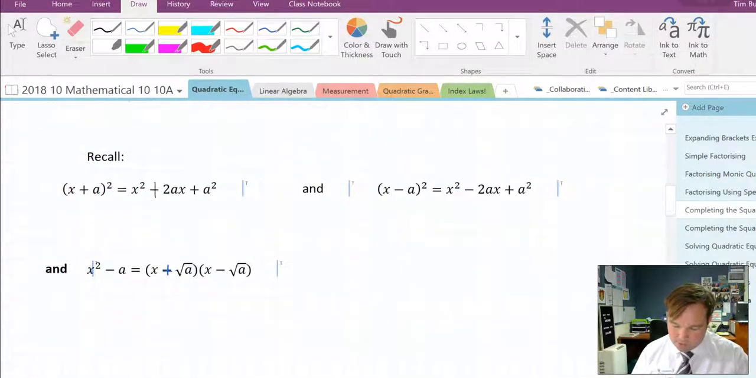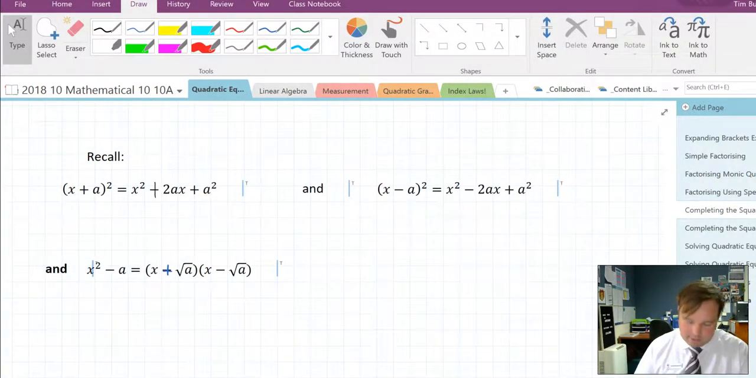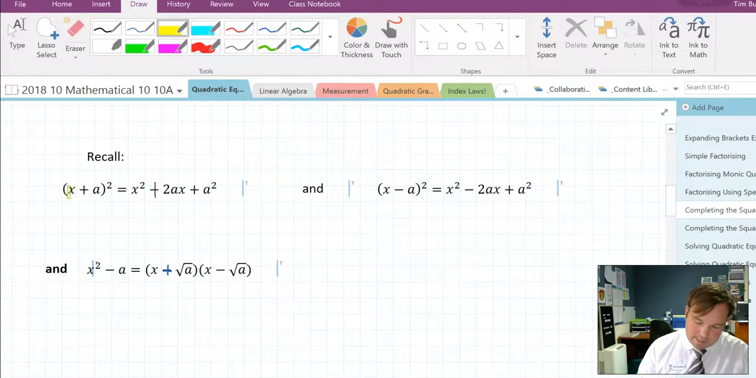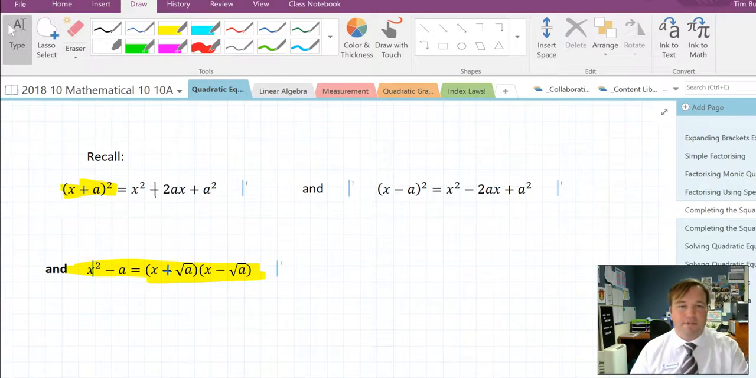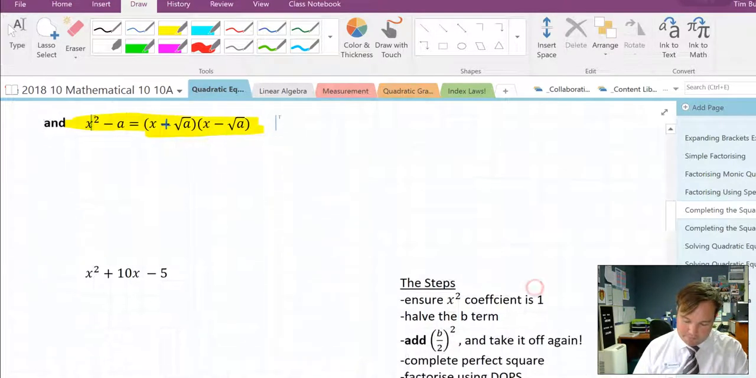Alright, there's a couple of useful tools we need to remember here. Remember that x plus a all squared expands out to x squared plus 2ax plus a squared. x take a all squared expands out to that. And remember that this looks like that. We're going to be using a combination of all three of these to help us factorise more difficult quadratics.